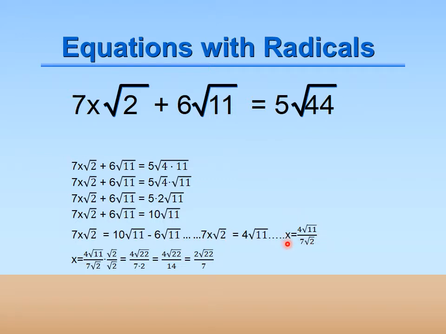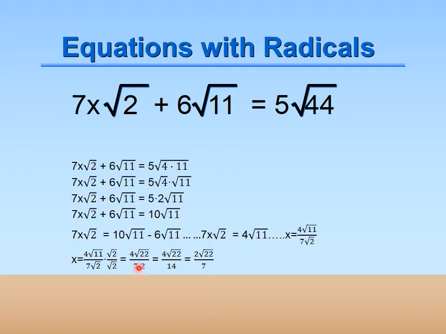But we learned in the last section that we cannot have a radical in our denominator, so we have to multiply both the numerator and the denominator by the square root of 2. So 4 times the square root of 11 times the square root of 2 is equal to 4 square root of 22. And then 7 square root of 2 times the square root of 2.